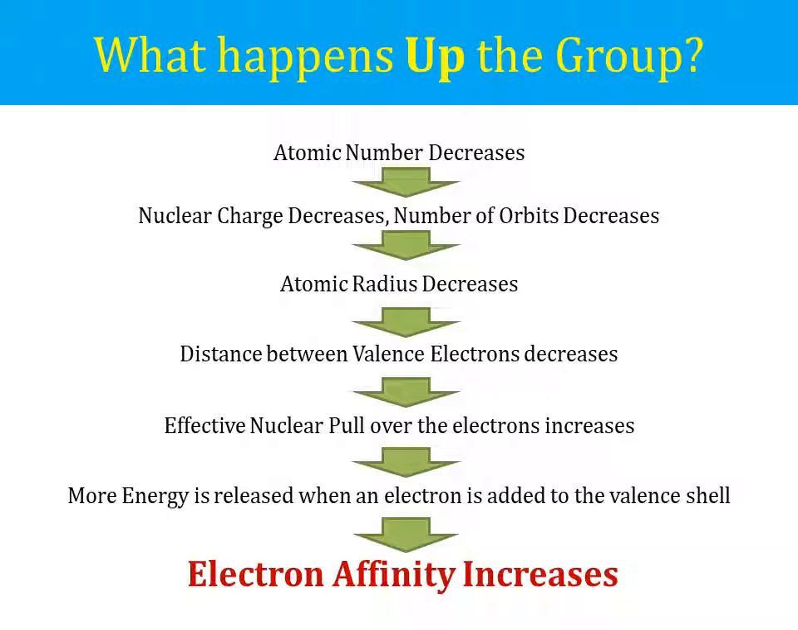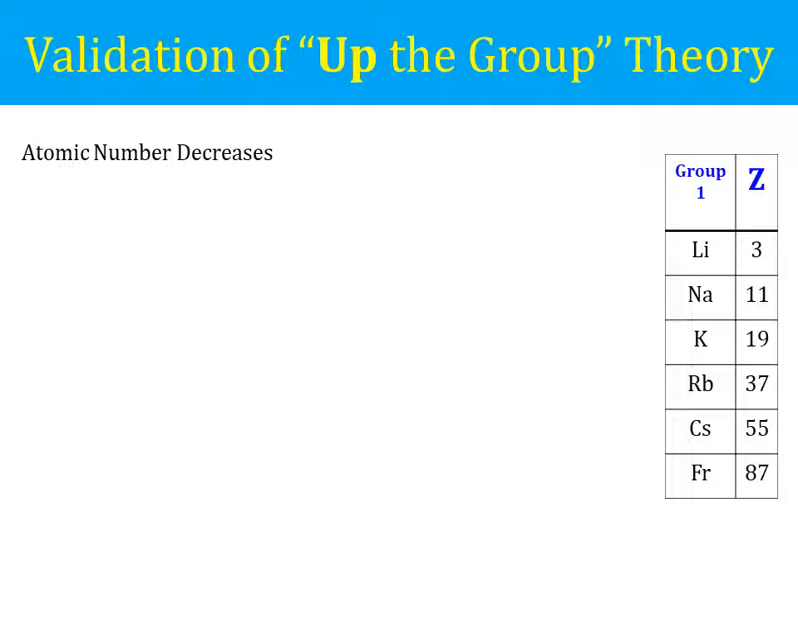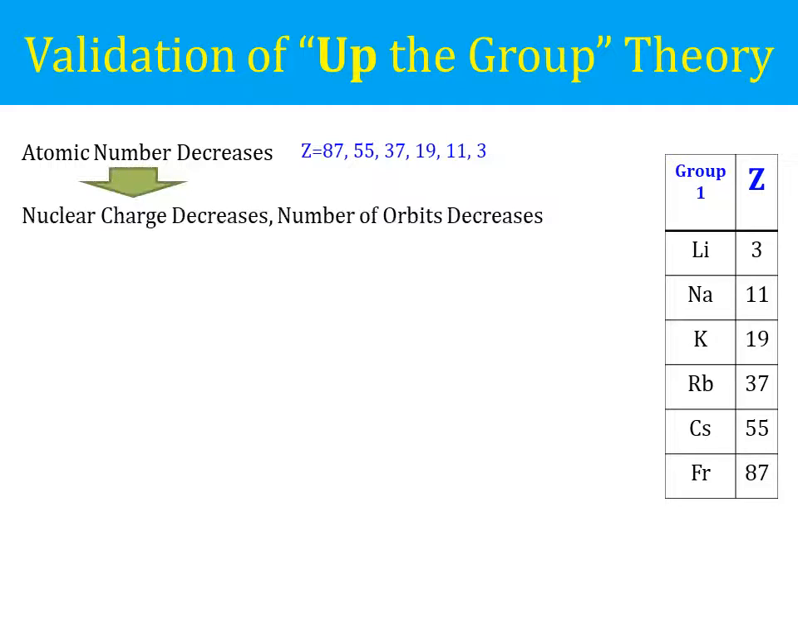What about the trend along the period? All right, before that, we are having the validation, of course. The validation of the same thing: atomic number decreases. We're going to check it out. That's Z, the atomic number, decreasing: 85, 87, 55, 37. So it goes on decreasing.